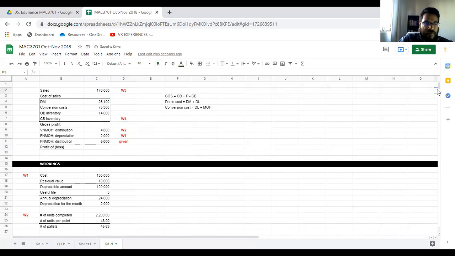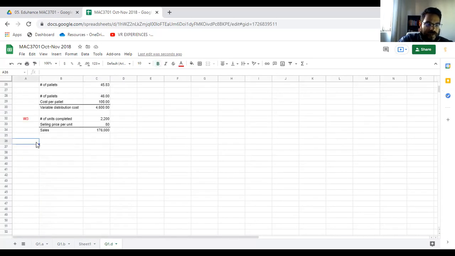Okay, so if you use working for closing inventory, it is number of units and then equivalent cost per unit. So this is going to come from Q1B. This is going to come from Q1C. Okay, that's going to come from Q1C.